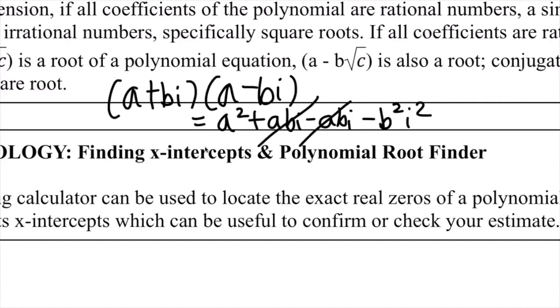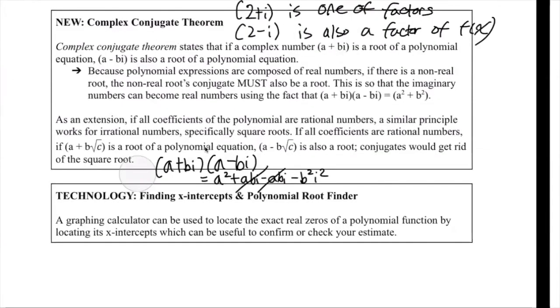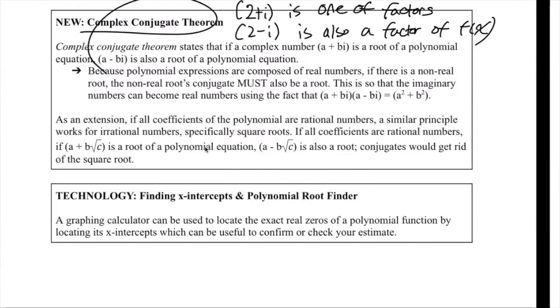the imaginary part actually goes away because i squared is defined as -1. So in order to get rid of the imaginary number, this complex conjugate theorem works in a way that if 2 plus i is one of the factors, 2 minus i is also a factor of f of x.